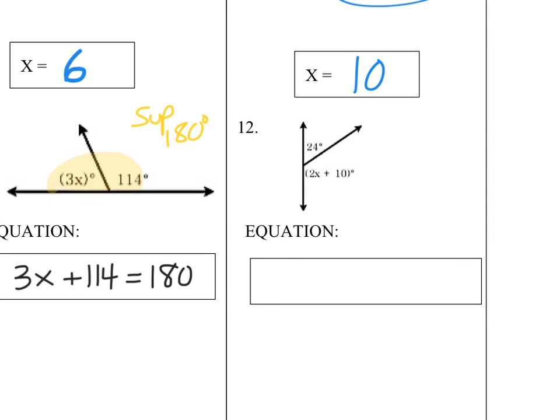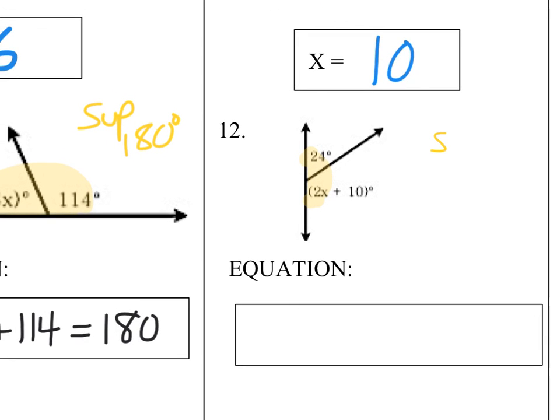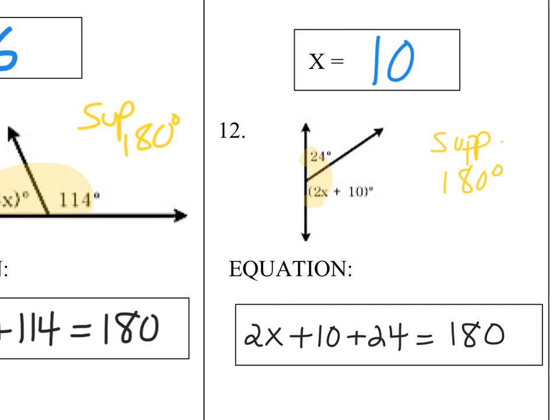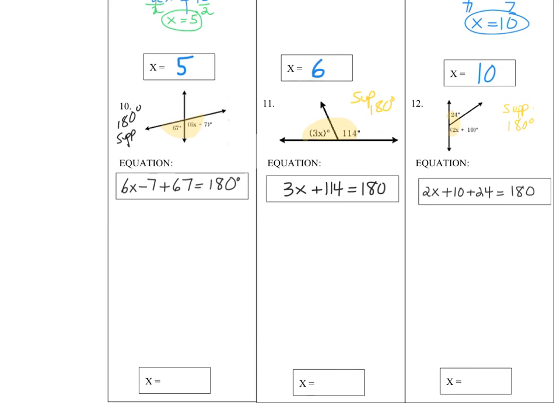And then I'm going to go here and look at this one right here. Those two are also going to add to be supplementary, which add up to equal 180. So 2x plus 10 plus 24 is going to add up to equal 180. So then you just go ahead and start from there and start solving those equations.